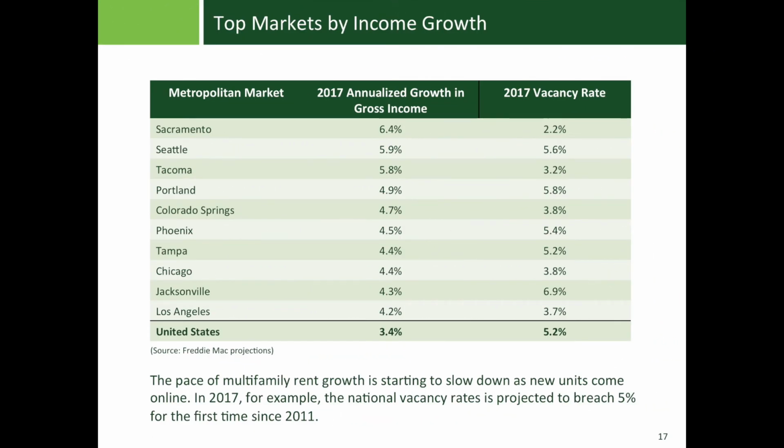But when we look at those multifamily income outcomes, where are we? What do we project will happen in 2017? So I'm seeing here in Freddie Mac's projections, Sacramento has 2017 annualized gross income growth of 6.4%. I know that Sacramento was one of the markets that was certainly impacted by the financial crisis, and it now has a 2.2% vacancy rate.